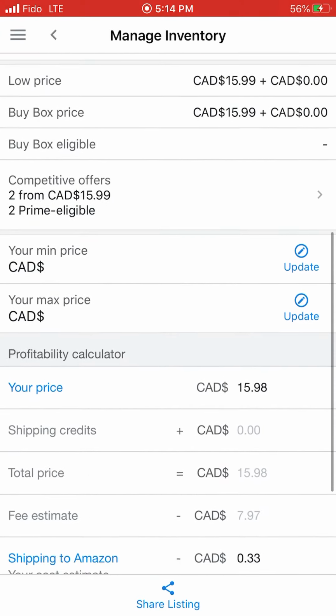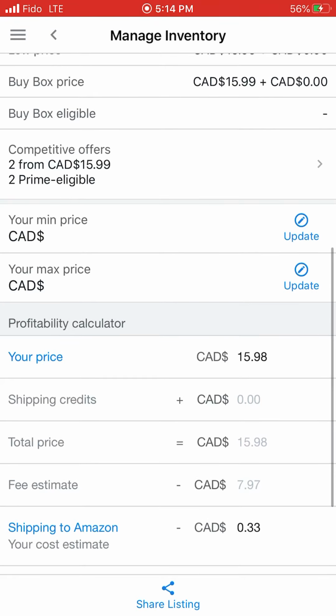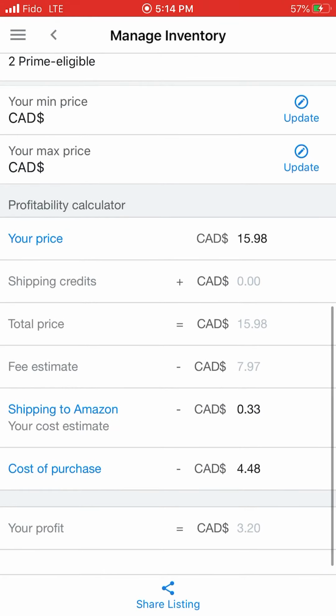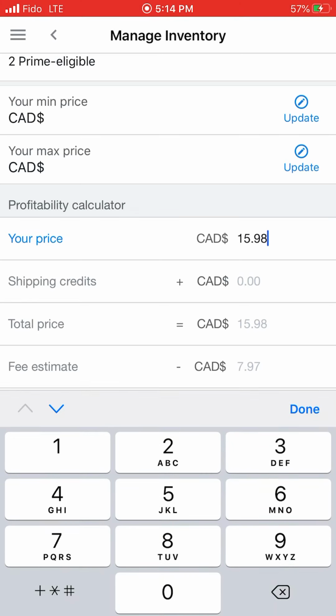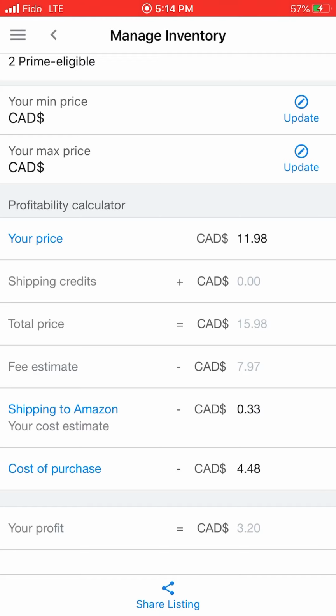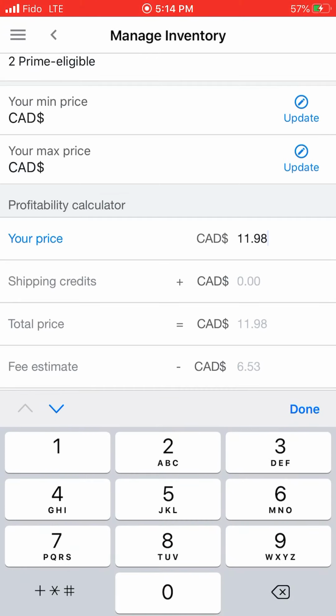Okay, now this is the most important part: let's figure out what our minimum profit is. So now we can manipulate the price of the product. If I sold this for $11.98, will I make any money? I would still make 64 cents, guys. I would still make 64 cents. That is amazing. I could clear this thing out for $11.98 and still make 64 cents.